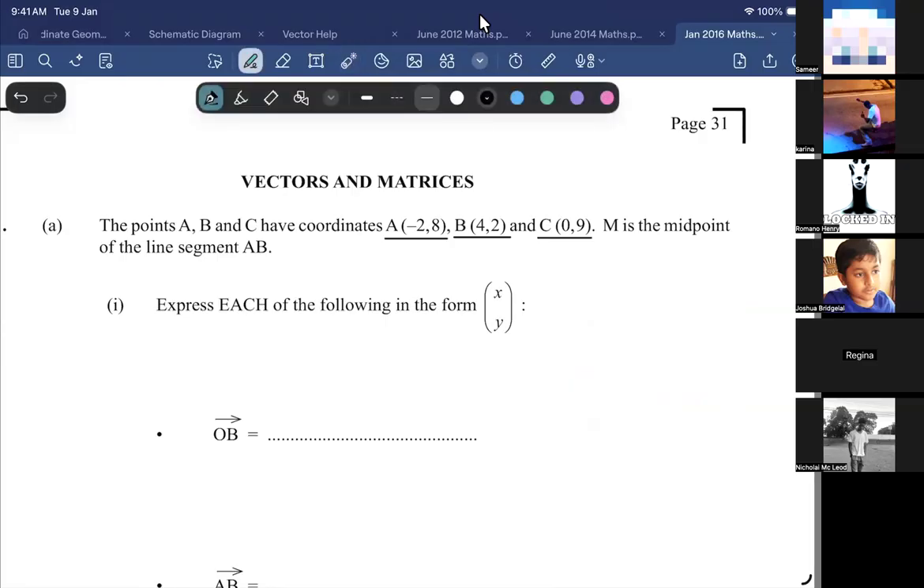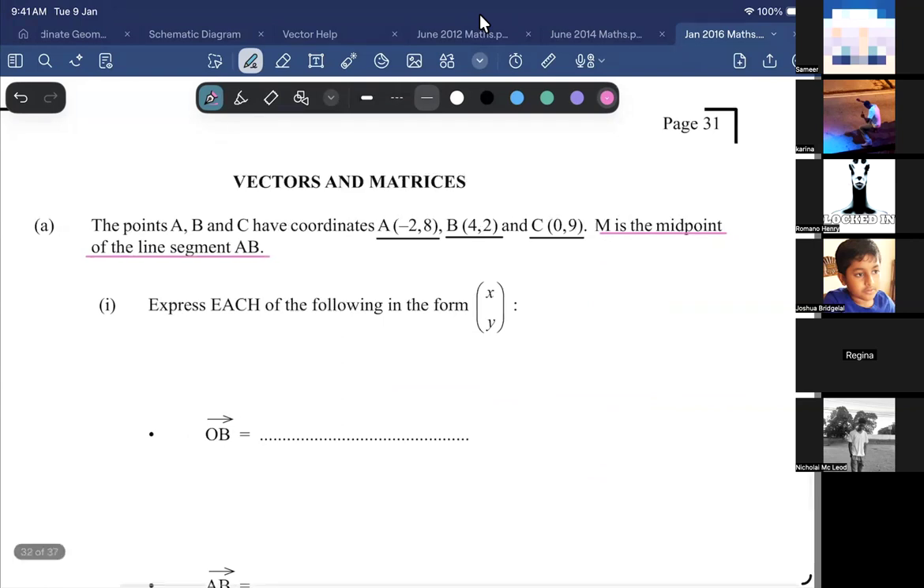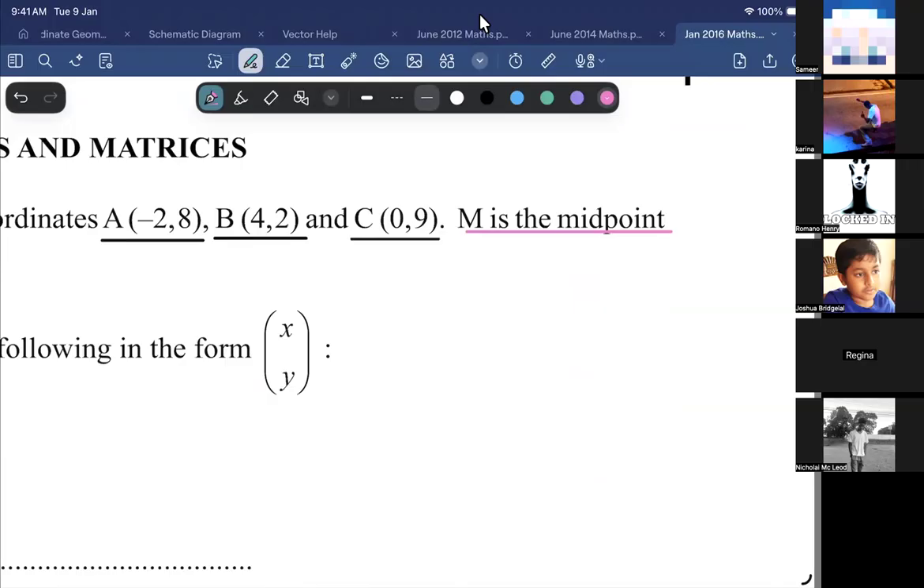M is the midpoint of the line segment AB. So we might have to use the midpoint formula. Jelania, I believe you were asking about the midpoint formula. Do you remember the midpoint formula?